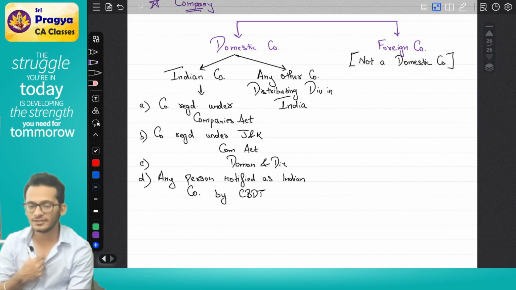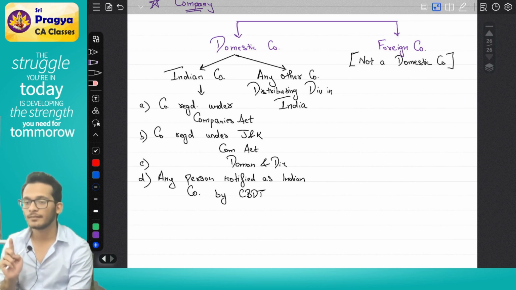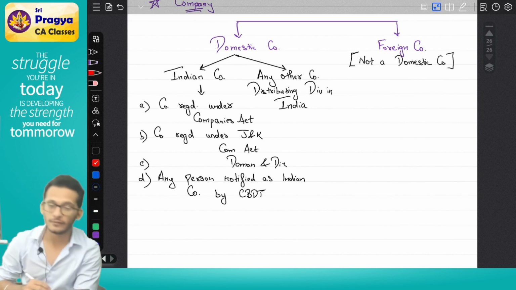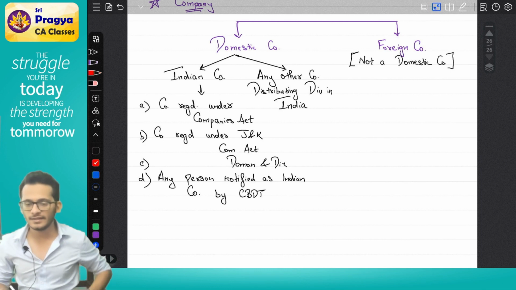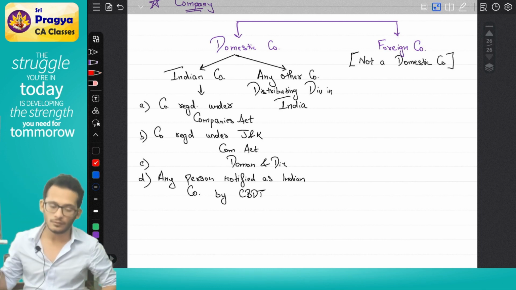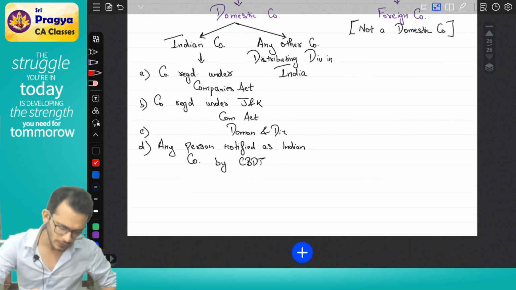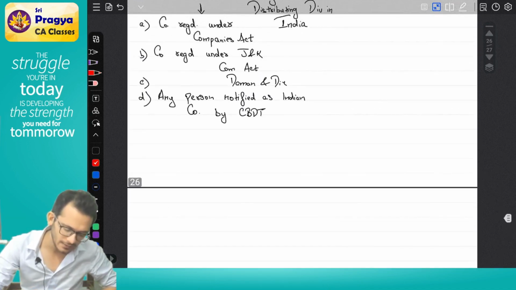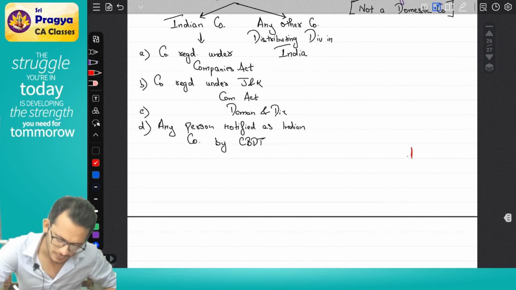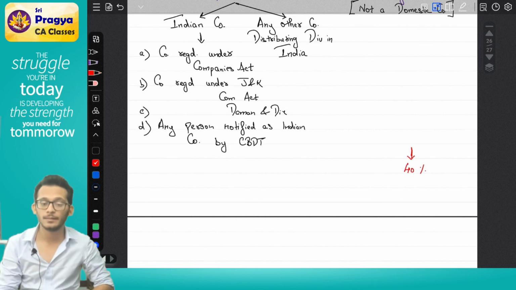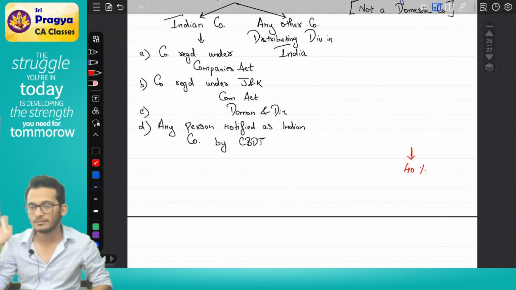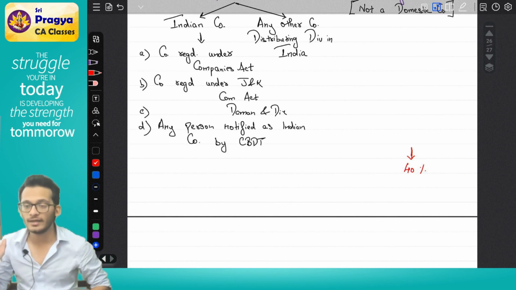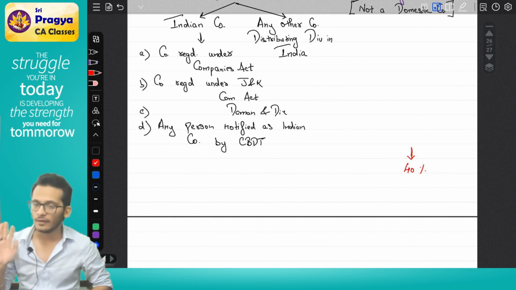But are we in the definition chapter, or are we in the rates of taxes chapter? We are in the rates of taxes chapter. So I have to give you the rates of taxes. Income tax comes and says, if you are a foreign company, your tax rate is 40%. I don't care. As long as you are notified as a foreign company, your tax rate is 40%.